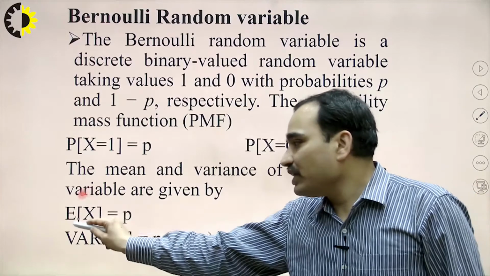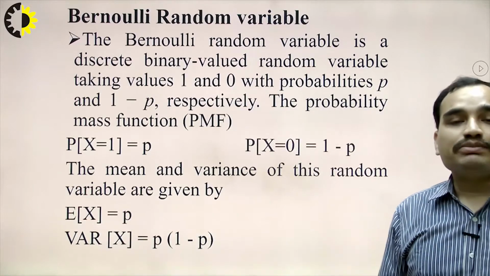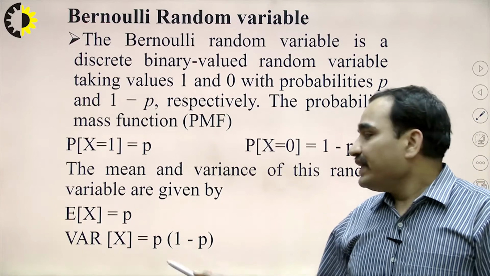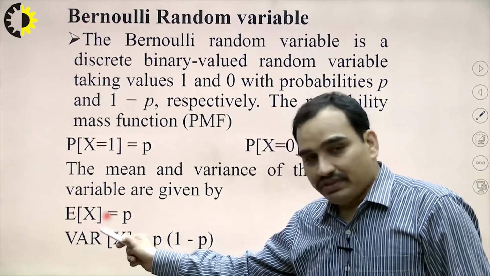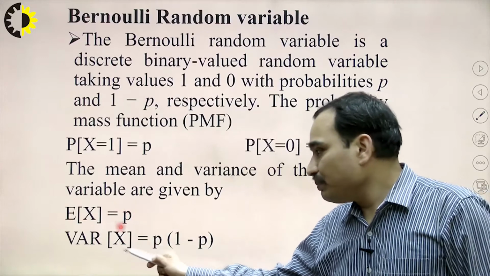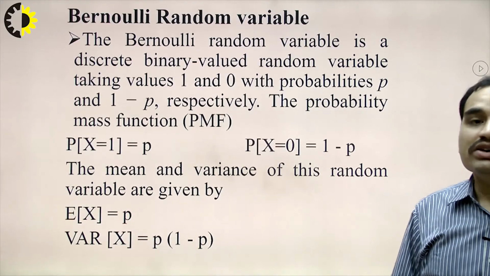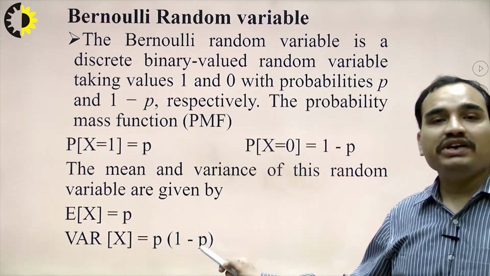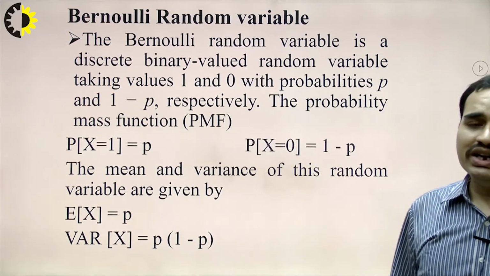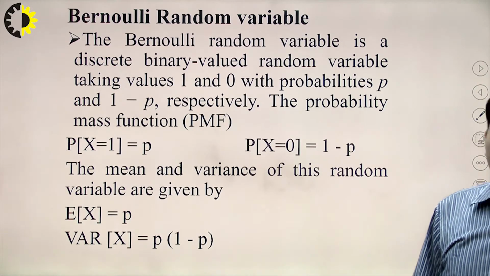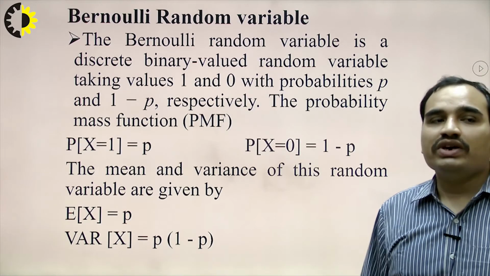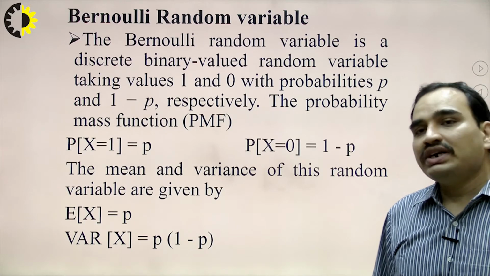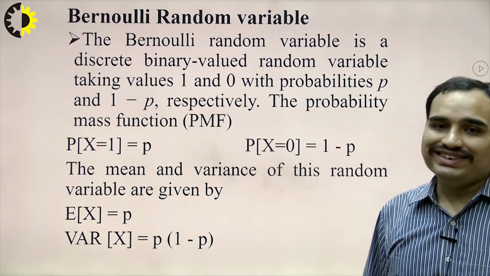The mean and the variance of this random variable are given by the expectation of x. As we know, the expectation of x, where x is a random variable, is nothing but the mean, and this is equal to p. Similarly, the variance of x is equal to p multiplied by 1 minus p. Now let's prove this. Without proving this, we are not able to understand how we get the mean and the variance for this distribution, that is, the Bernoulli's random variable and its distribution.